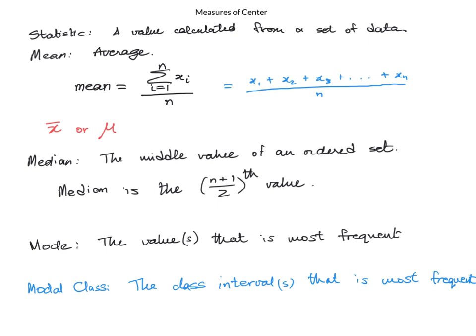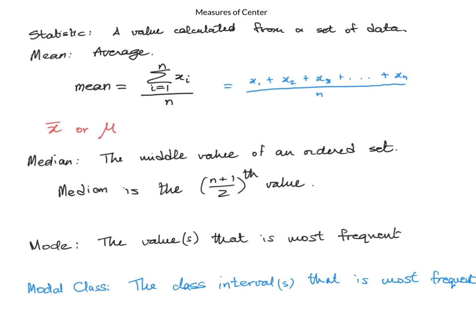And the mean is written with sigma notation this way. The sum as i goes from 1 to n of x sub i, so x1 plus x2 plus x3 up to xn, all divided by n. But of course, all you're doing is adding up all the numbers and dividing by the number of numbers.